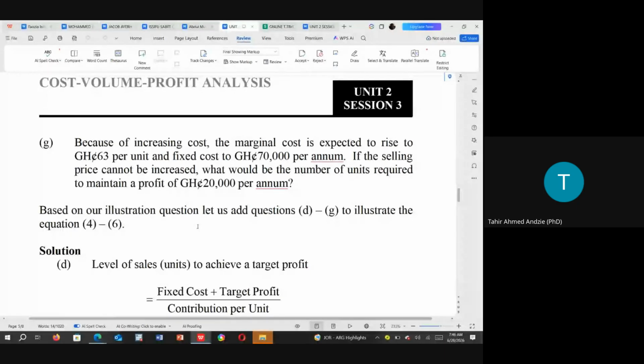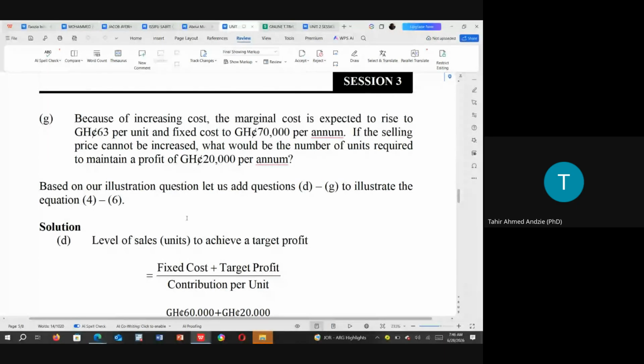The G says that because of increasing costs, the marginal cost is expected to rise to 63 per unit, and the fixed cost to 70,000. If the selling price cannot be increased, what will be the number of units required to maintain a profit of 20,000 per annum? This is called sensitivity analysis.